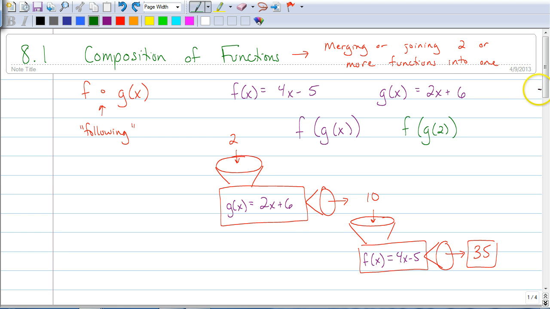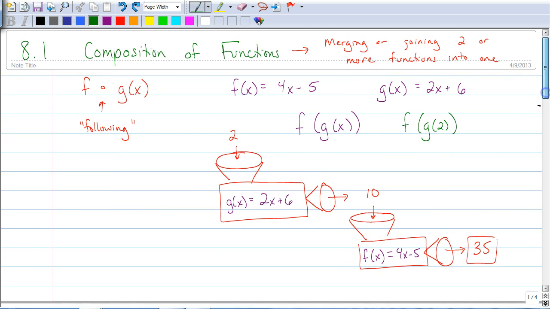So here I have this function machine showing us what we would do to find f following g of 2. So I put 2 again inside of function g. Function g tells us to take 2x plus 6. So if I put 2 in for x, 2 times 2 is 4, plus 6 is 10, so it spits out our answer of 10. And we would take that answer of 10 then and put it inside of function f. Function f tells us to take 4x minus 5, so 4 times 10 minus 5 is 40 minus 5, which is 35. So our final answer there would be 35. So that's what we were doing yesterday.